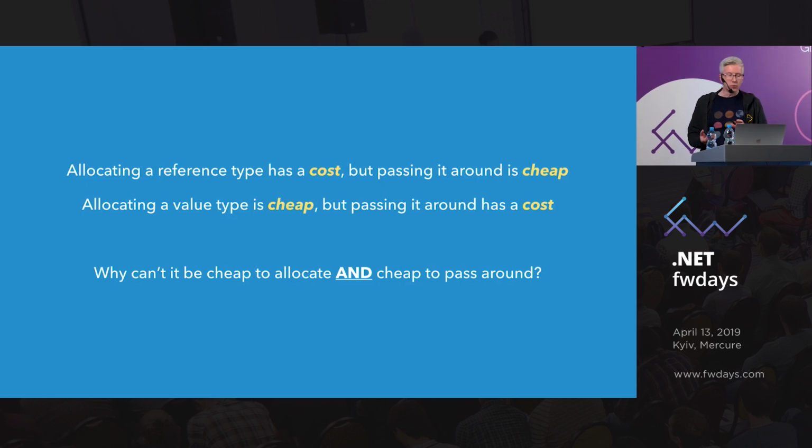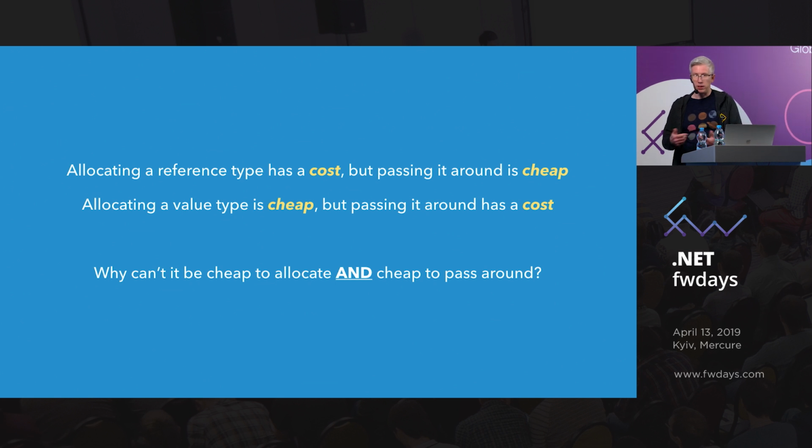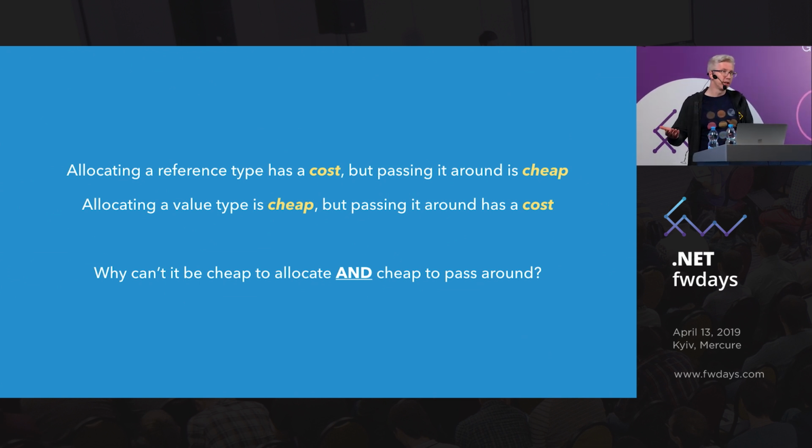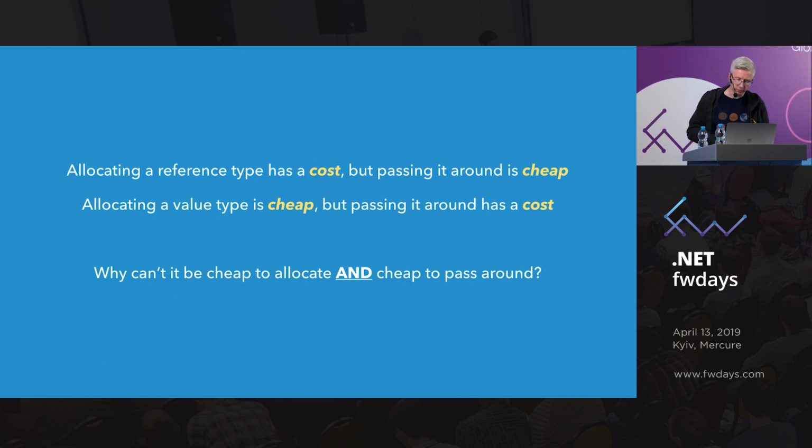The idea is that allocating a reference type has a cost because of garbage collection and so on, but passing it around is cheap because you only have to pass around a reference. It's over there on the heap. You get to use it. But allocating a value type is cheap because it lives on the stack and it can get cleaned up very easily. But passing it around has a cost because you have to make copies of it. And the downside as well is that when you make a copy of something, you are not working on the original value. So it's now hard to make changes to it. So why can't we have the best of both worlds? Why can't it be cheap to allocate and cheap to pass around?